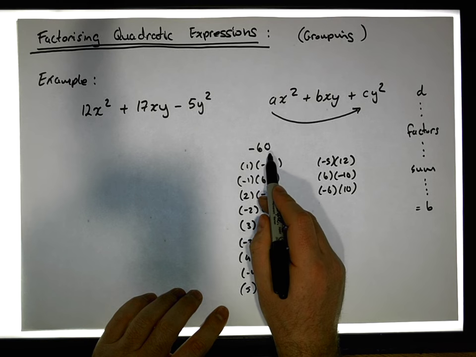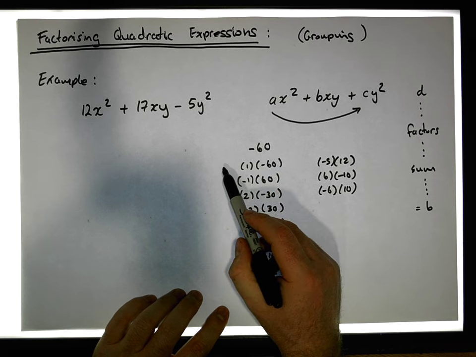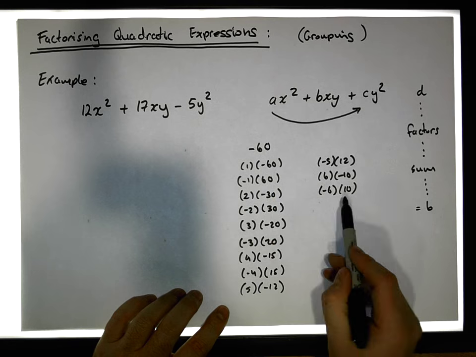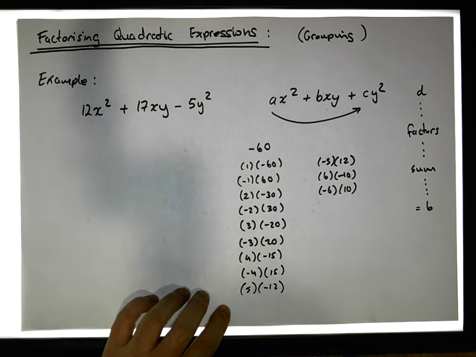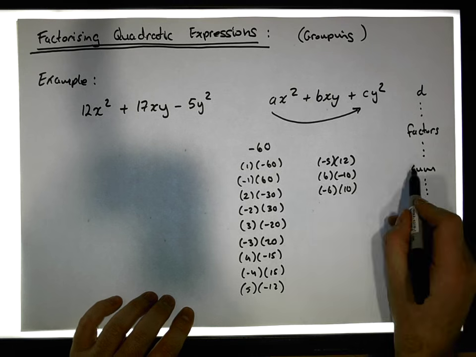7 doesn't divide into it, 8 doesn't divide into 60, neither does 9. 10 does, but that brings us back to these numbers along here. So we can actually stop here. Now what we do is we just sum these things together.